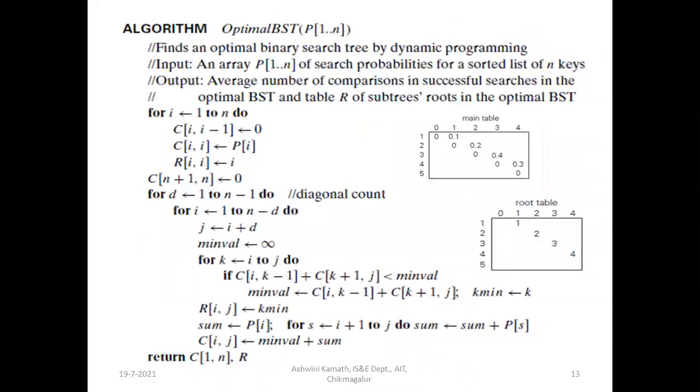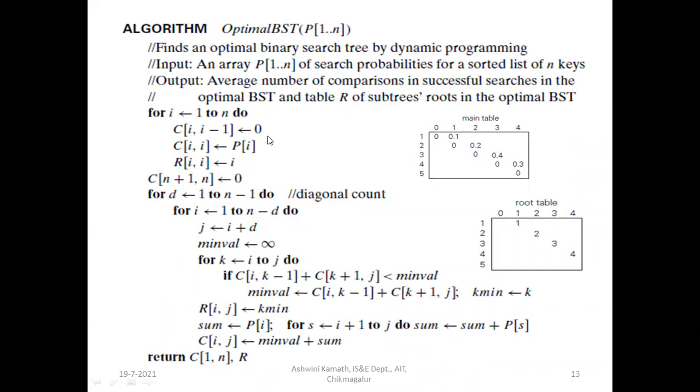Okay, so this is the optimal binary search tree algorithm. Here it will find the optimal binary search tree by dynamic programming, and for this we are passing the probability of the numbers given. The output is the average number of comparisons in a successful search in the optimal binary search tree, and table R, which gives the subtree's root in the optimal binary search tree.